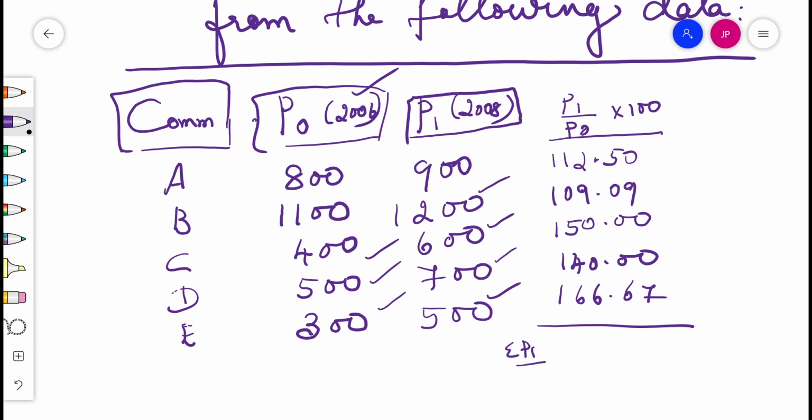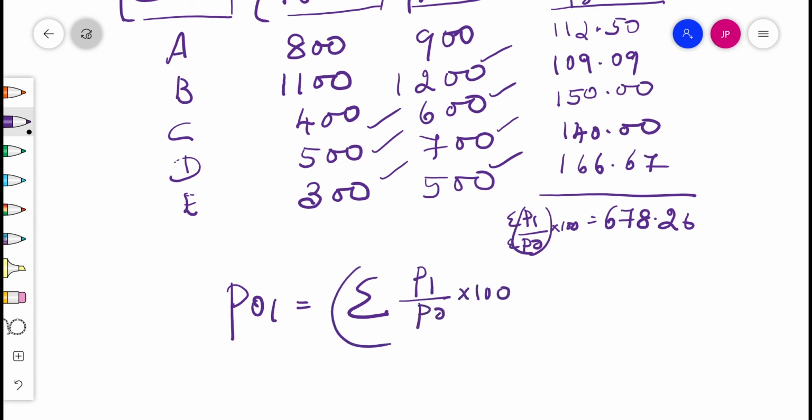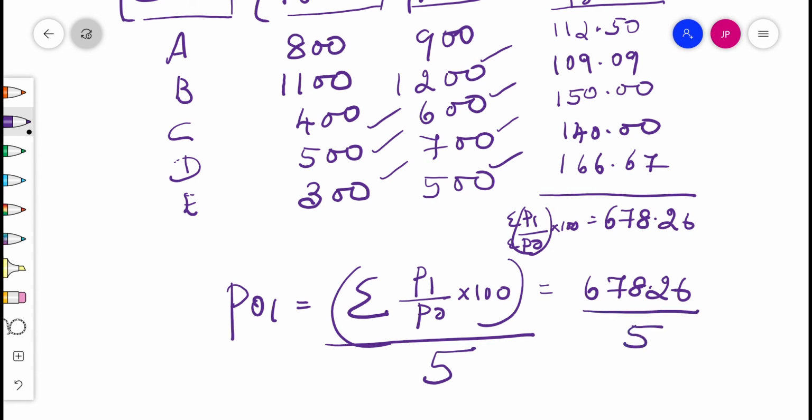The answer is sigma P1 by P0, that is together into 100, totaling 678.26. Now substitute the values in the formula. P01 equals sigma P1 by P0 into 100. We already got the answer, that is 678.26. And for the average, divided by 5, the number of commodities, 5. Average, isn't it, divided by 5. That is the way I am getting 135.65. So 35.65 indicates the upward trend in price index numbers. Okay, thank you.